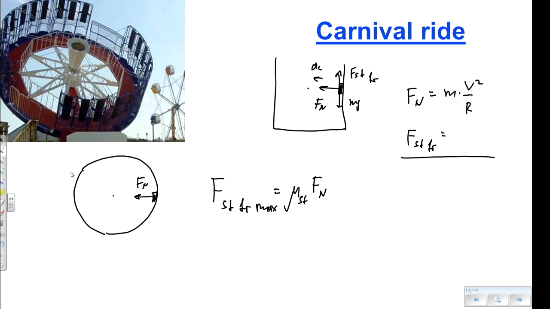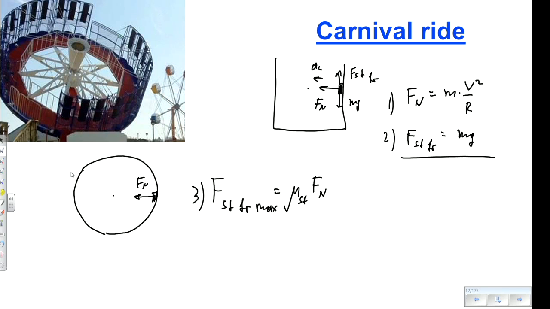Actual value of static friction, yes. mg tries to pull it down, and static friction prevents it, and it doesn't fly away. So static friction cancels mg. But again, now we can relate these equations.